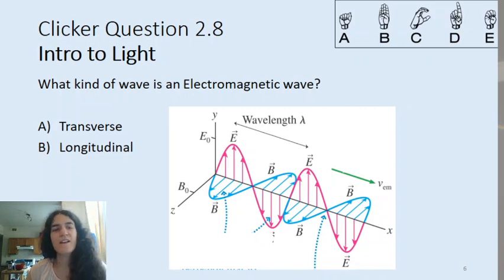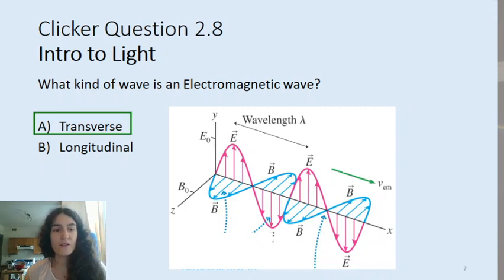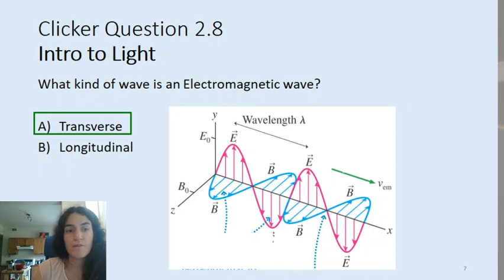Okay, so this is a very obvious question. What kind of wave is an electromagnetic wave? It's a transverse wave, right? So it's a transverse disturbance where the disturbance is always perpendicular to the direction of motion. Okay.